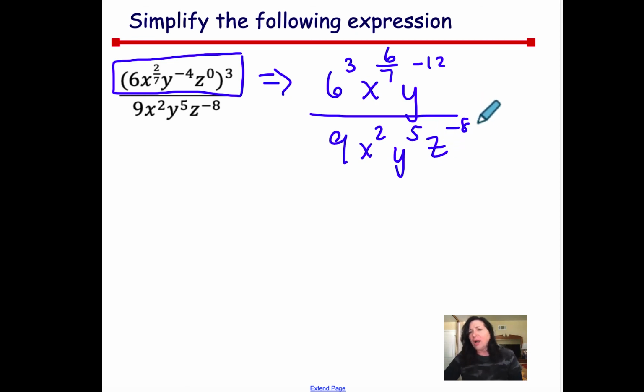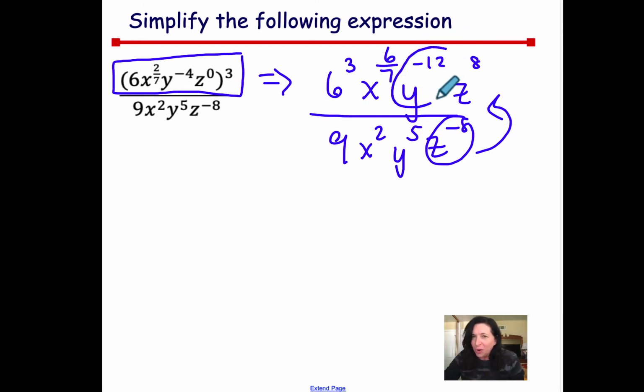Now, a lot of times, when you rewrite these, it was really hard for me not to write z to the 8th up here. Because of the negative value here, that's going to move to the top. And actually, I'm just going to do that now that I did. Likewise, this y to the negative 12 is going to drop down. Okay, so let's rewrite this.